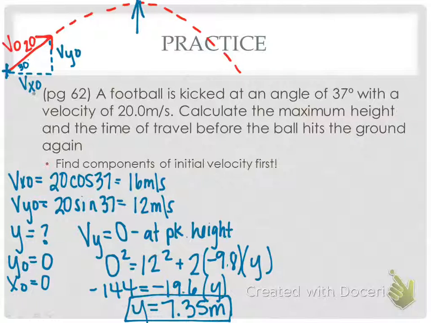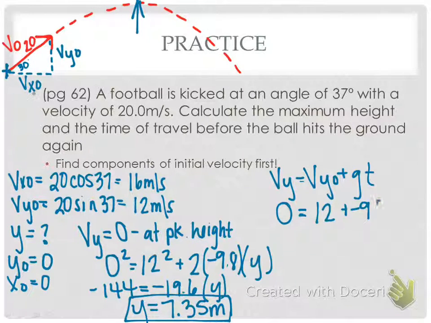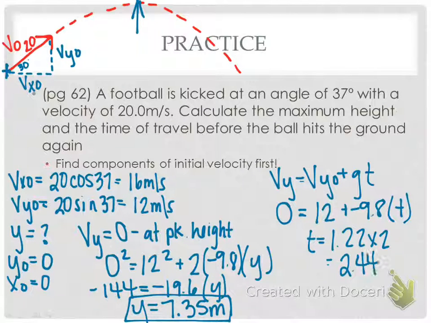You can do it lots of different ways, but I'm going to solve time to peak height using this equation, V sub y equals V sub yo plus gt. So at peak height, my final vertical velocity is 0. And that means time for half the trip is 1.22. I'm going to multiply that by 2, and I'm going to get 2.44 seconds.